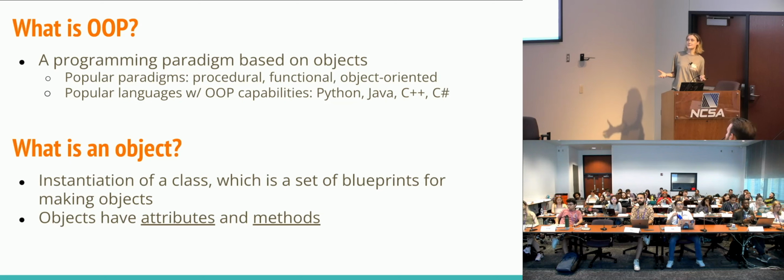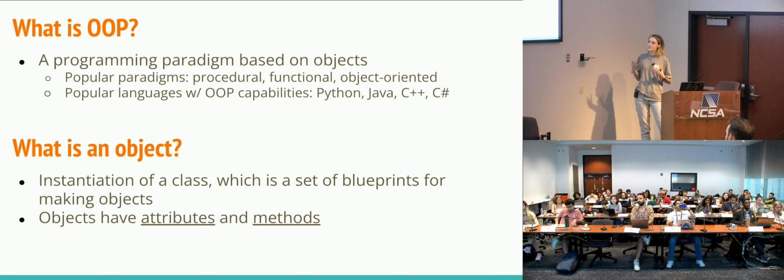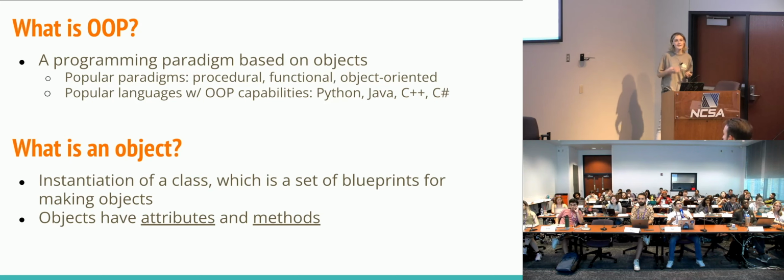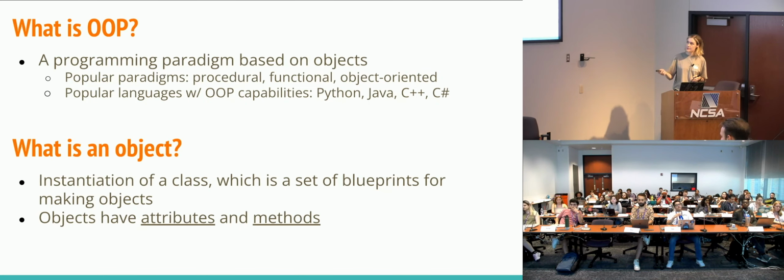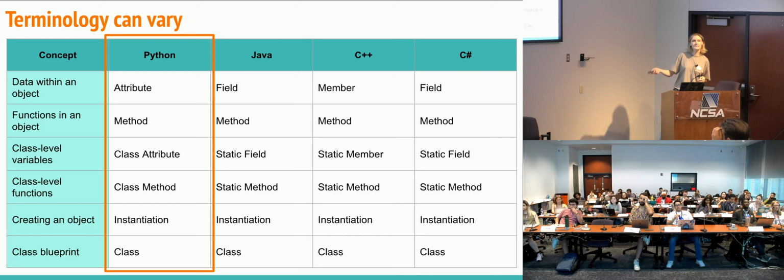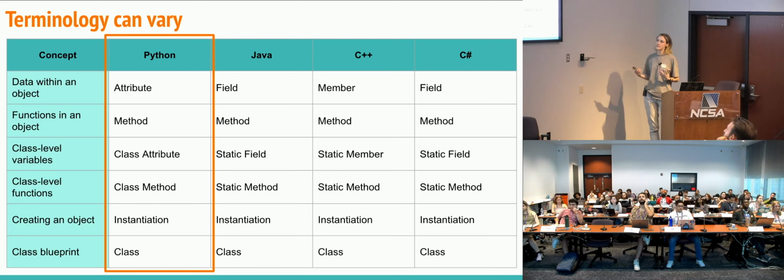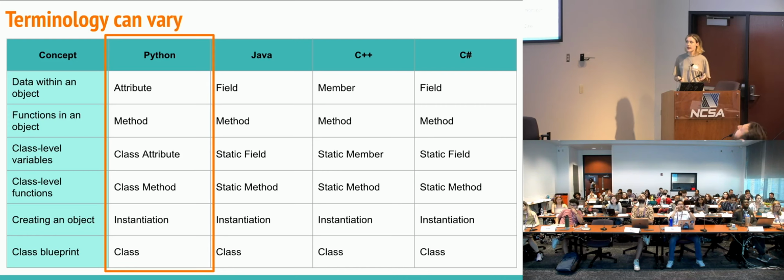And what is an object? It's an instantiation of a class, which is essentially blueprints for making objects. Sorry for the tautological definition, but an object has attributes and methods. And just a quick sidebar, the terminology can vary depending on what language you're using. This presentation is going to be focused on Python, so we'll stick with attribute and method. I know some of you here have experience with C++, so you might be used to slightly different wording.